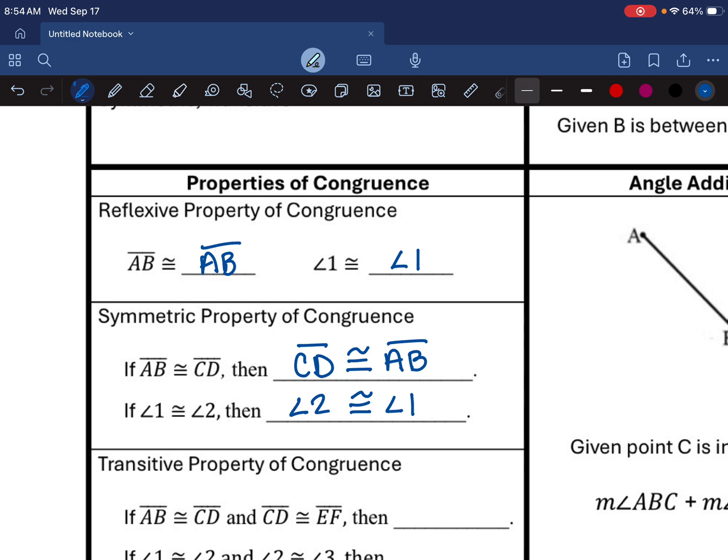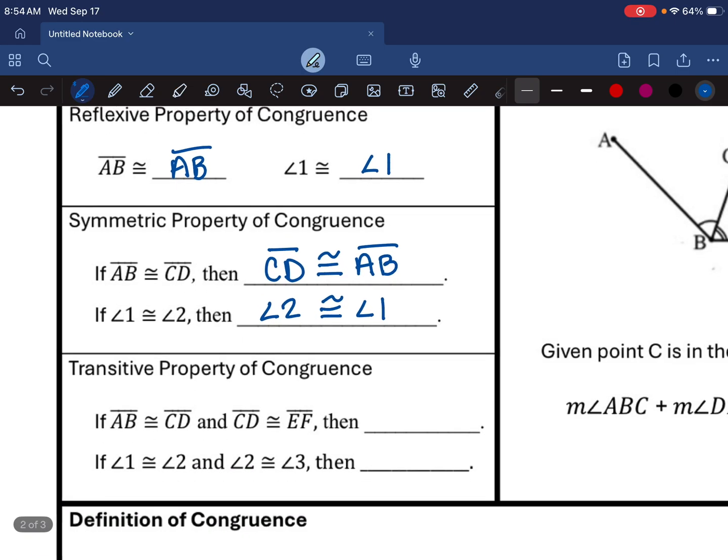Now, the nice thing for some of us is if we missed this on our quiz yesterday, we're getting a refresher on what these properties are, because we will be using them during our proofs tomorrow. Transitive property says that if AB is equal to CD and CD is equal to EF, then what do I know? AB is congruent to EF. Same thing on example 2. If angle 1 is congruent to angle 2 and angle 2 is congruent to angle 3, what else do I know? Angle 1 has to be congruent to angle 3.